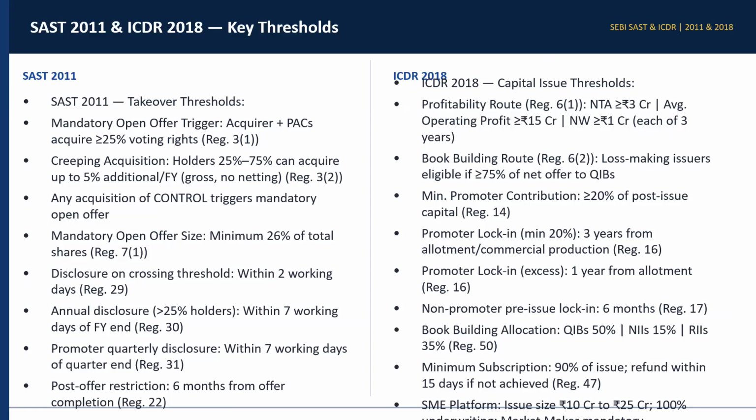So there is a mandatory open offer trigger when the acquirer or persons acting in concert want to acquire 25% or more of voting rights. ठीक। There is a concept of creeping acquisition also. इसमें क्या है कि if you are already holding between 25% to 75% and you want to acquire up to 5% additional in a financial year, so then also it is considered a creeping acquisition. So any acquisition of control triggers mandatory open offer.